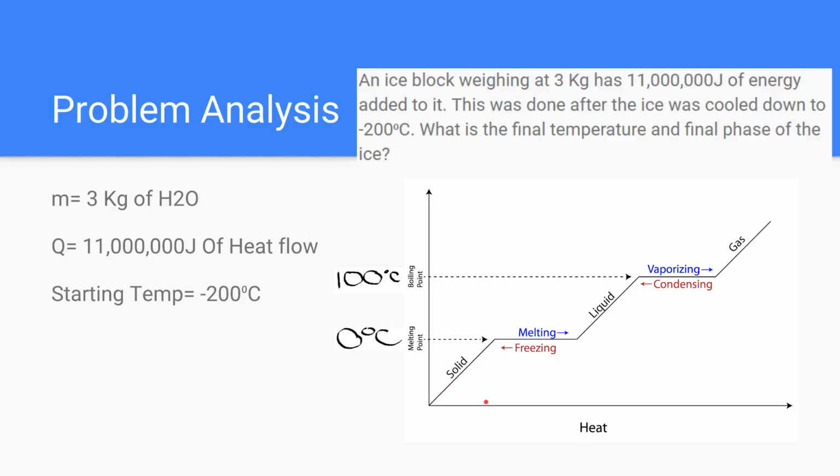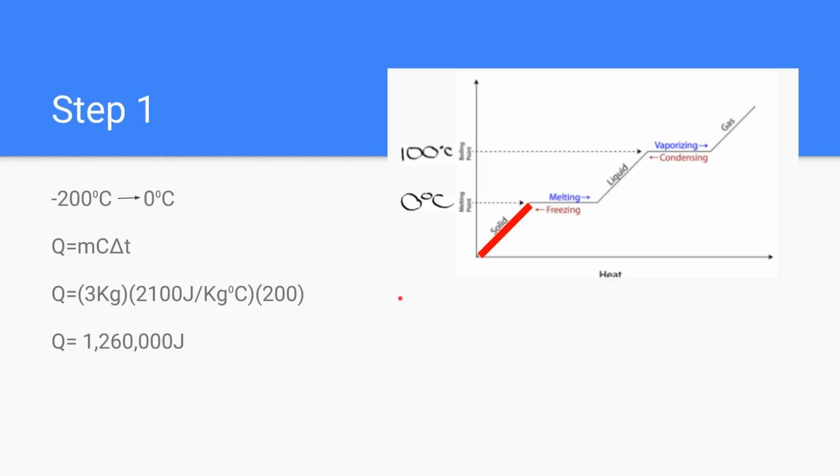So to start off our problem, we need to start on step 1, where we take the solid ice and get it up to where it will begin melting. This would mean that we take the ice and go from its starting temperature of negative 200 degrees Celsius and get it all the way up to 0 degrees Celsius.